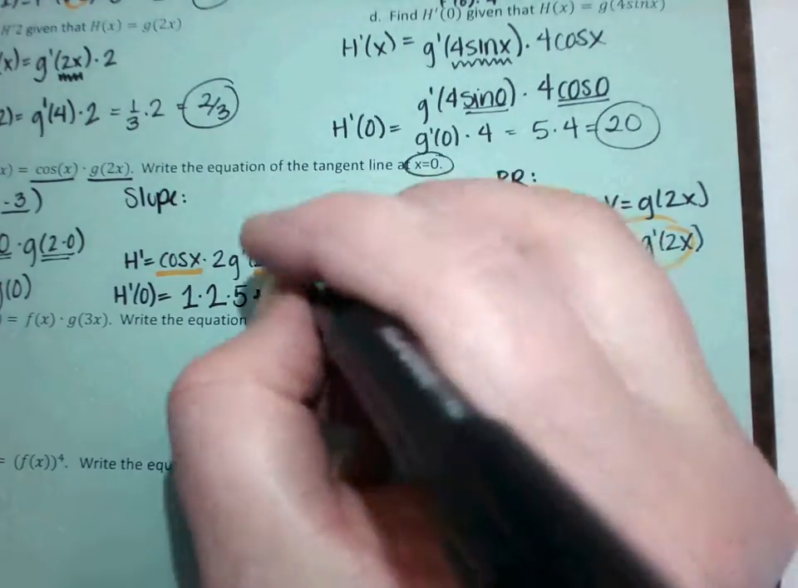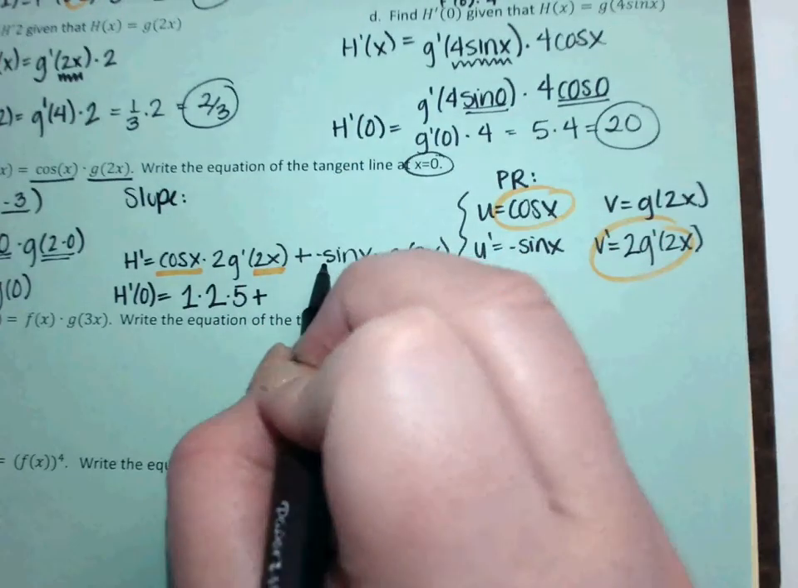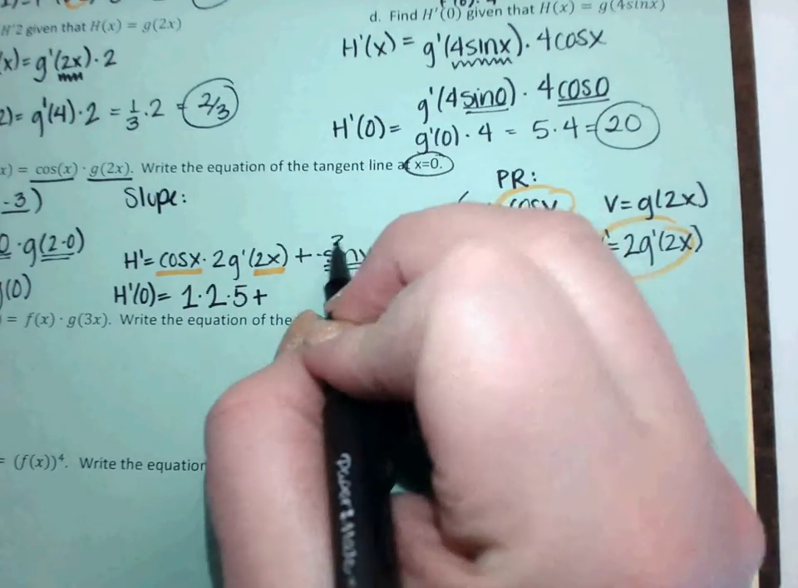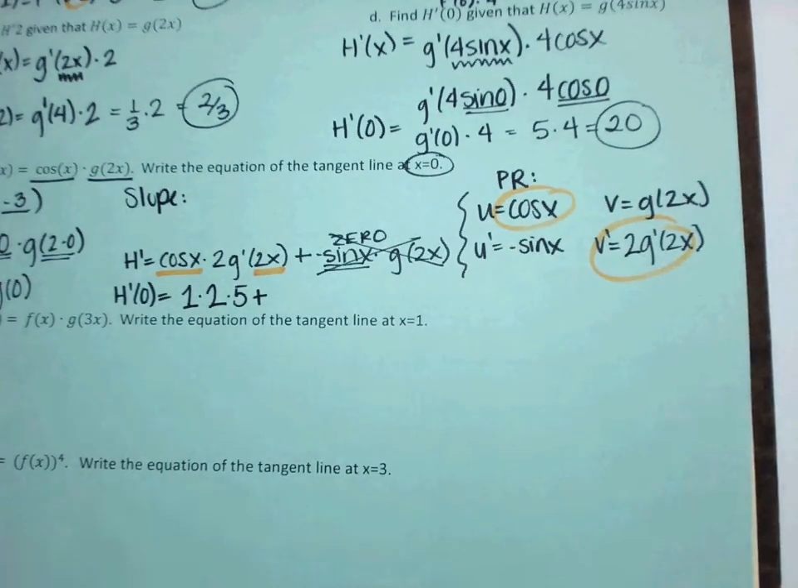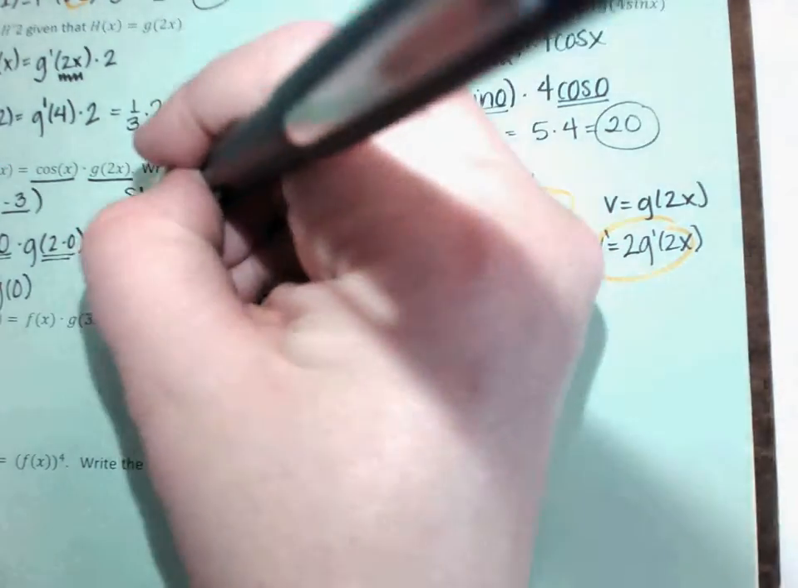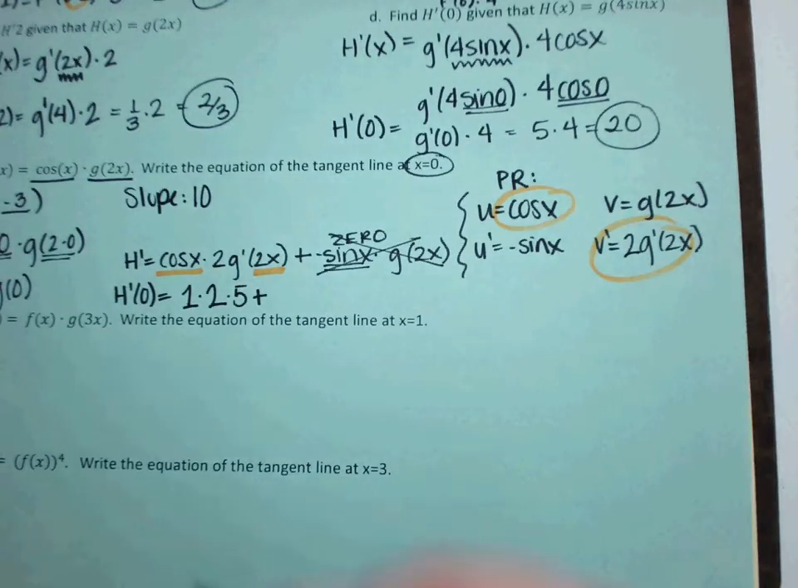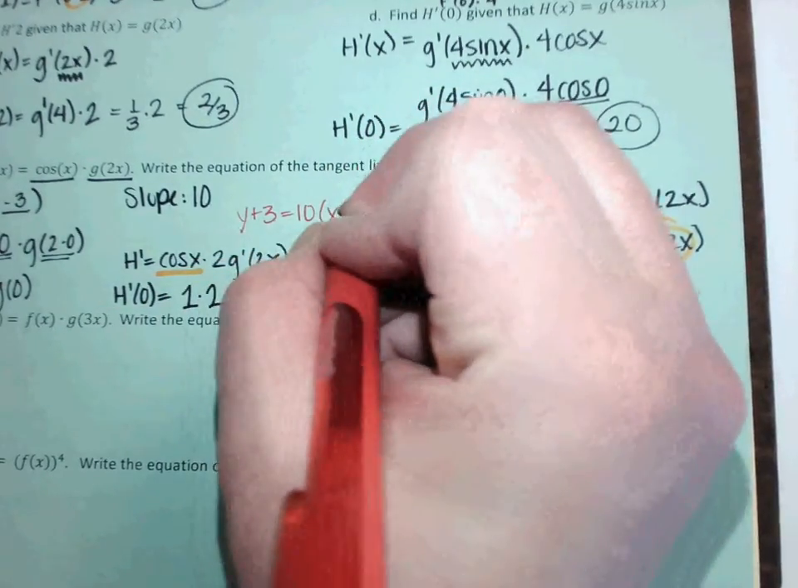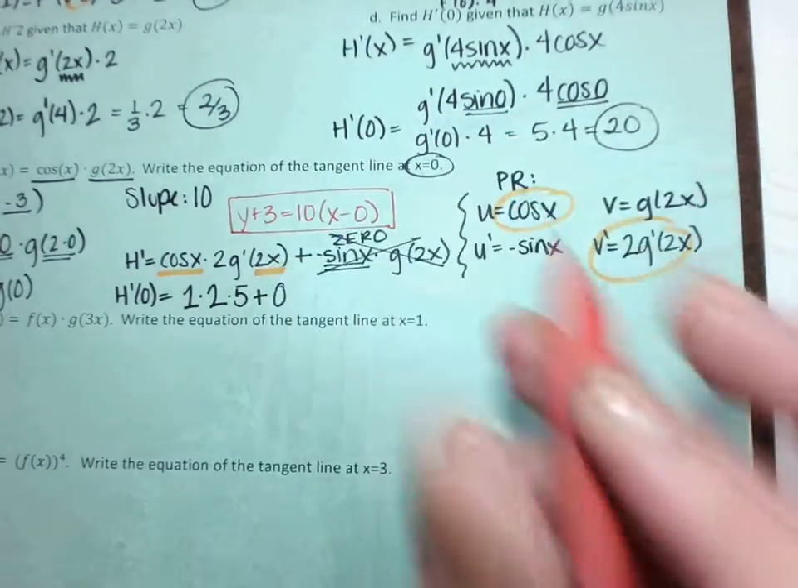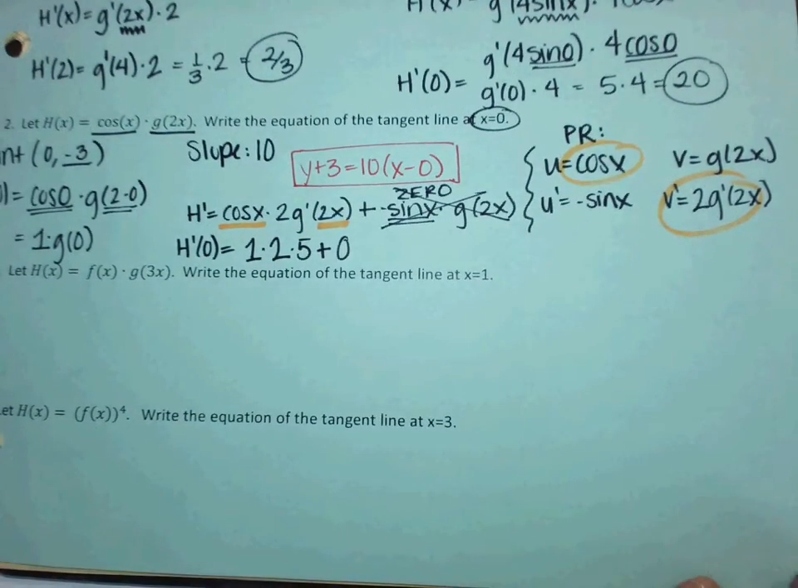Okay, then for my next term, I have a negative sine 0, but what's the sine of 0? Still 0. And if I multiply 0 by g, that whole term is going to basically go away. So 1 times 2 times 5 is 10, and I'm ready to write the equation of my tangent line. Make sense? Okay, from there, my equation would be? Y plus 3 equals 10 x minus 2. Perfect. Got it?